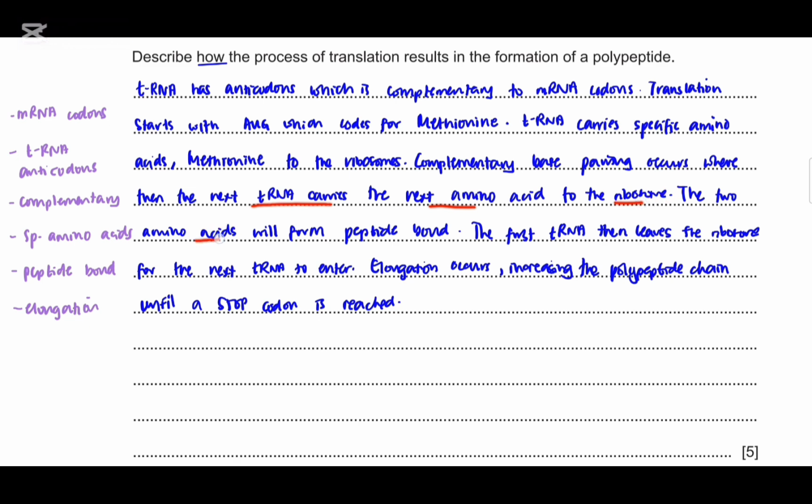carrying the two amino acids together, which will form a peptide bond. Then the first tRNA will leave so that the next tRNA will be able to enter. Elongation occurs where the length of the polypeptide chain continues to increase until a stop codon is reached. And see how I wrote the stop codon in capital letters there. So that's how we can describe how translation occurs. This is the second stage of protein synthesis.